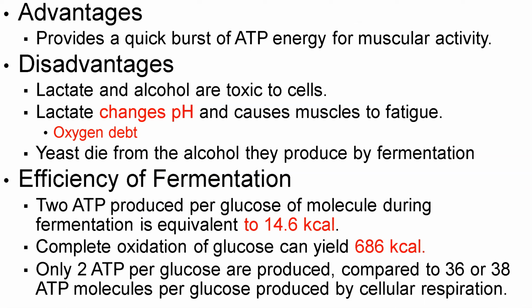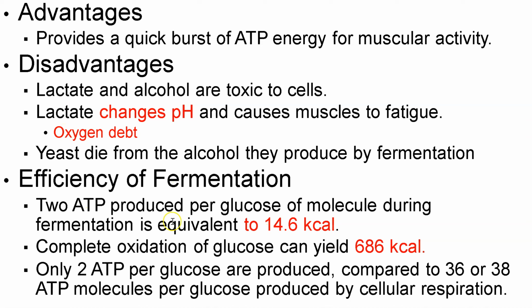Okay, so advantages, yeah, quick burst of ATP. Disadvantages, lactate and alcohol are toxic to cells. Lactate changes pH, causing muscles to fatigue. Again, we're trying to pay off that oxygen debt, right? We use a lot more oxygen than we have, so we've got to pay that off. That's why you breathe so hard after sprinting or a hard workout.